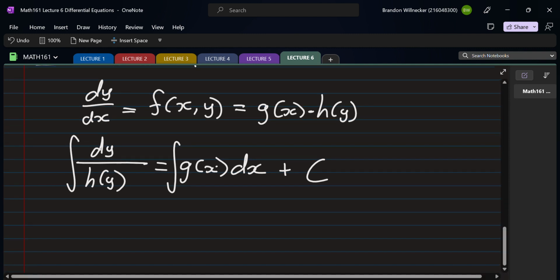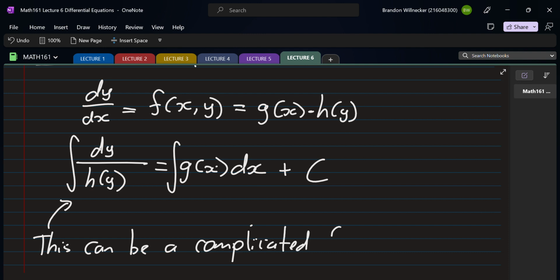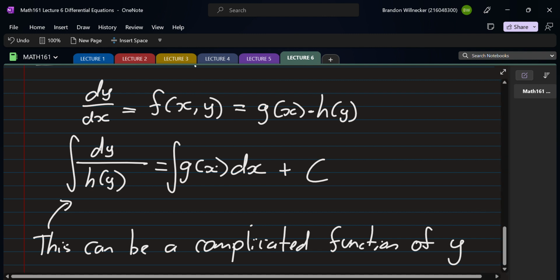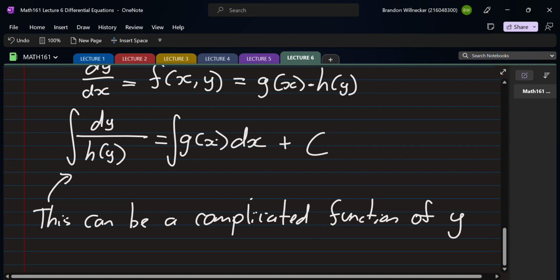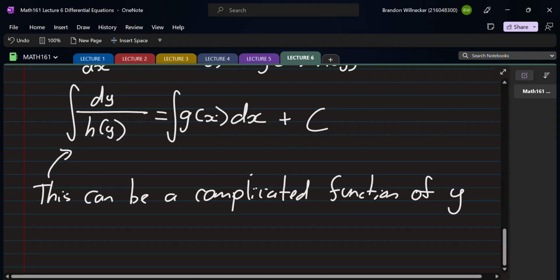Now we run into a problem sometimes where this left-hand side gives us a complicated function of y. Okay, now if we want to solve for y, we need to find the inverse, right? We need to invert that so that we can solve for y. Sometimes we can't do that. There might not be an inverse. Sometimes there can be an inverse. So we need to look out for those particular cases.